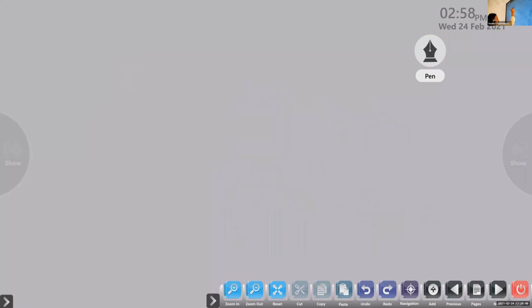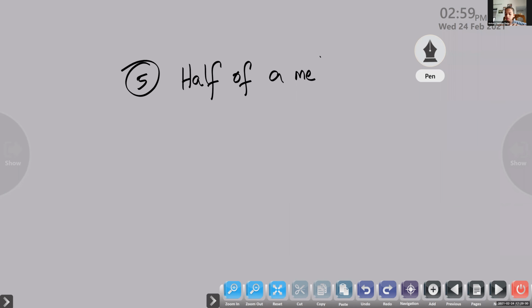Okay. Now all the children have to write this question. Question number 5. Half of a meter. Children, write fast, okay? Half means what? 1/2. Instead of "of" we will multiply. Half of a meter. Yes, you have to write in the rough book.